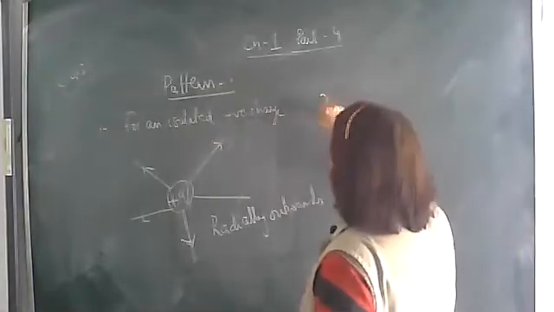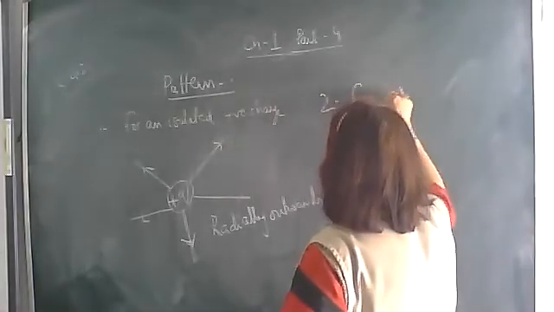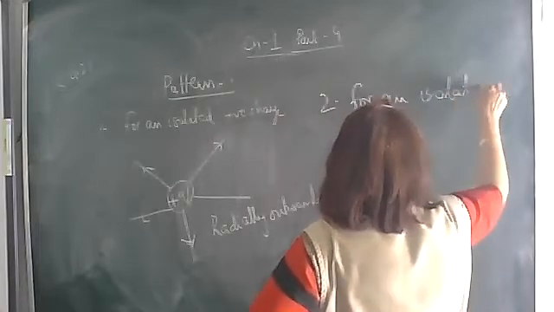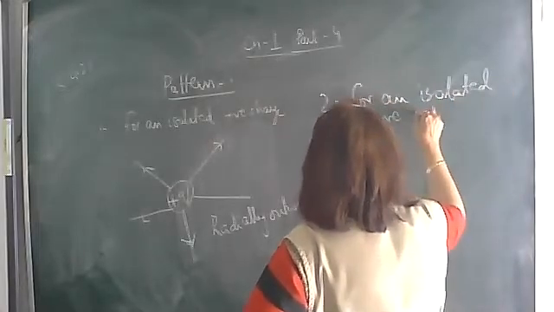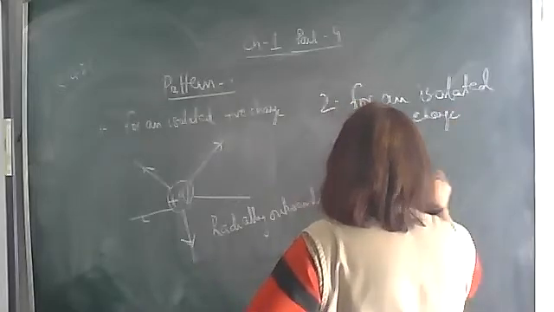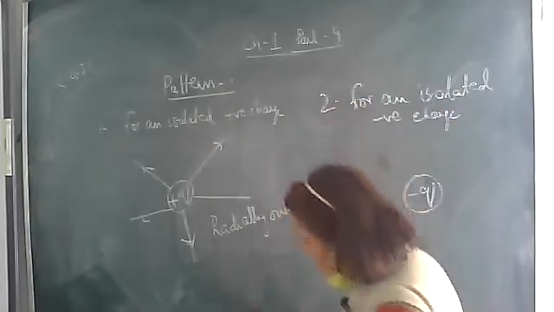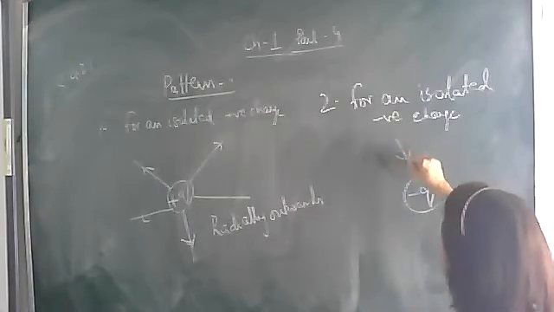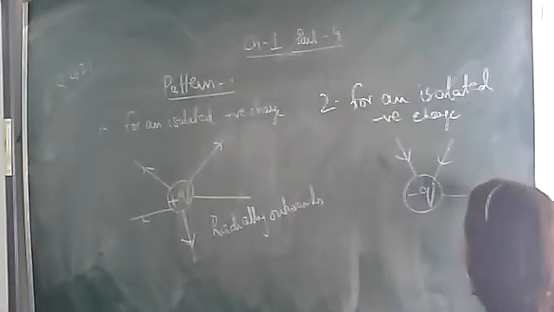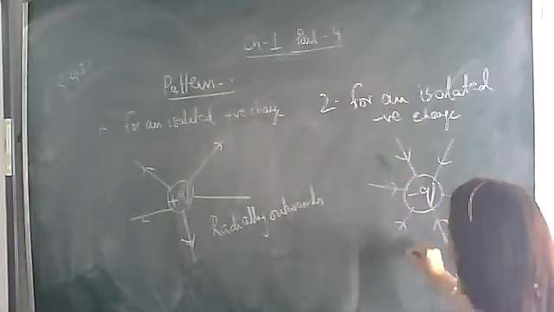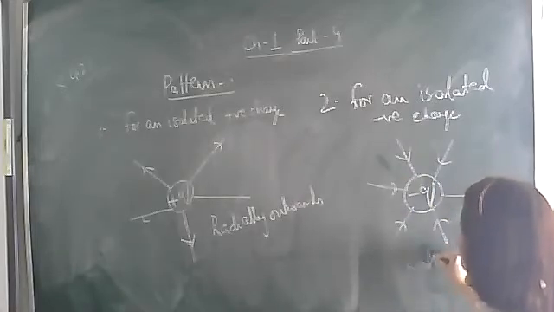The same way for an isolated negative charge, that is, there is only minus Q charge and no positive charge close to it. How will the electric lines of forces be? Radially inwards. Good. This will be radially inwards.